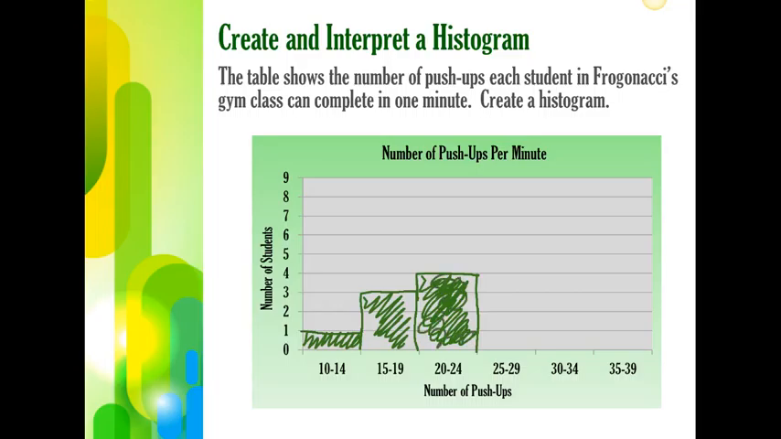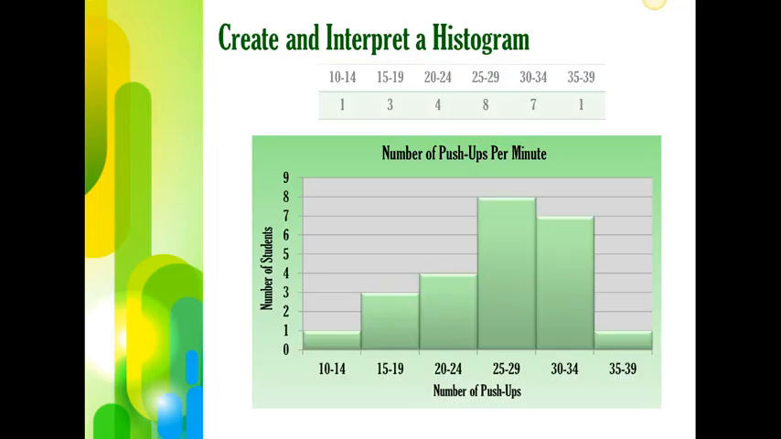I think that you get the idea how to draw these bars in, so I'm going to jump ahead to a completed histogram. Now that our histogram is completed, we can analyze and interpret it. I do want to note that the chart just underneath the title is not really part of the histogram. I just put it there so you could see where we got the bar heights. In looking at the histogram, there are lots of things we can say about the data. We could say that most of the students in Froganachi's class can do anywhere from 25 to 34 push-ups. We also might know that there is only 1 student who can do between 35 and 39 push-ups, and also only 1 student who did only 10 to 14.